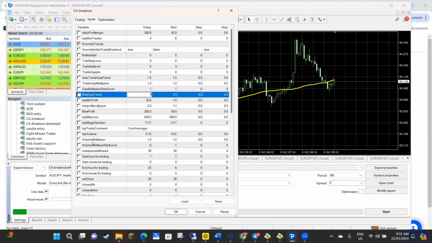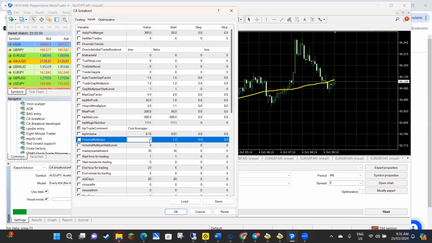Using the volume multiplier, you may or may not wish to use a multiplier. If you don't wish to use it, you just set it at 1. But let's say we set it at 2, then the first trade would be 0.15, the second trade would be 0.3. It's multiplying this, and then the next one would be 0.45 and then 0.6.